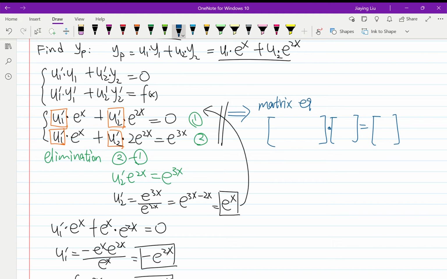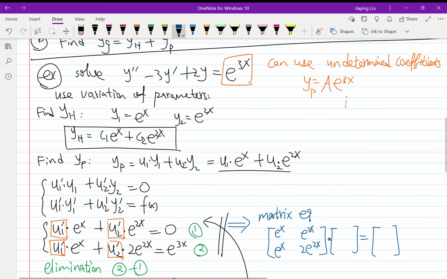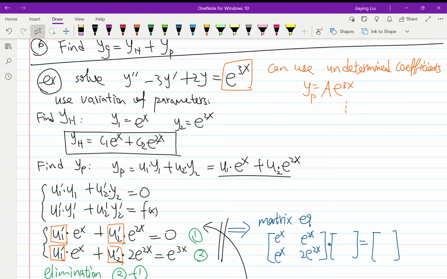So the coefficients I'm going to put into the first matrix, so I get e to the x, e to the 2x, e to the x, and 2 e to the 2x. Those 4 coefficients, I place in this 2 by 2 matrix. And then the variables begin with u1 prime and then u2 prime. So that's going to be a vertical matrix. The right hand side, I only have 0 and e to the 3x, which goes into this matrix.